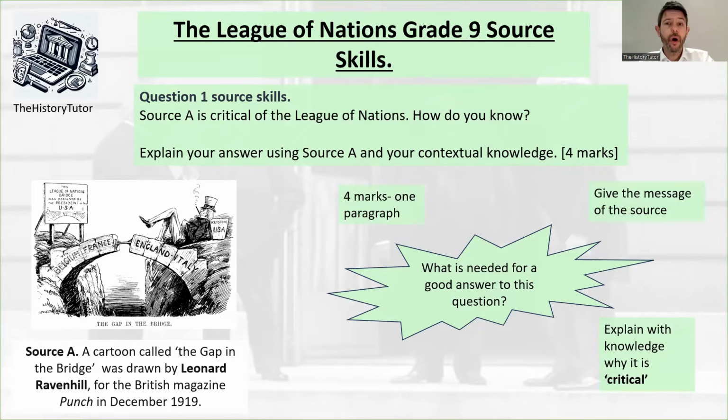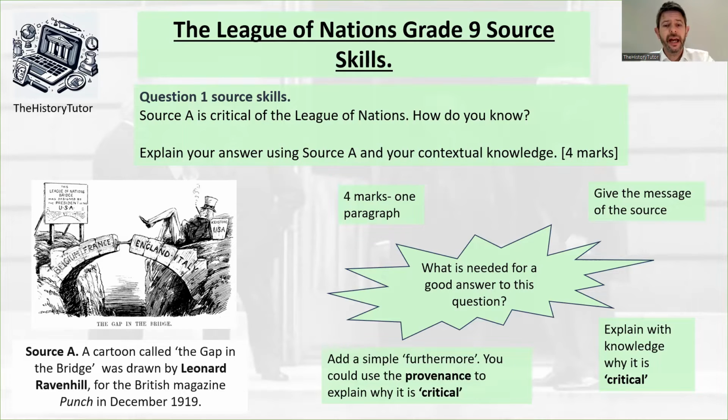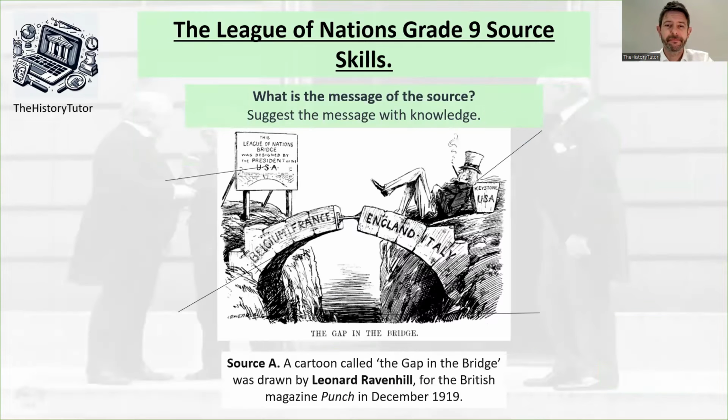Explain with knowledge why it is critical. So why has this got a critical, which means negative? It doesn't think it's working correctly, does it? If it's critical of something, we need to explain it. So knowledge, it says there very clearly, use your contextual knowledge. And add a simple furthermore. You could use the provenance of the source or a simple bit of extra knowledge to explain why it's critical. And that should end with 4, maximum 5 sentences.